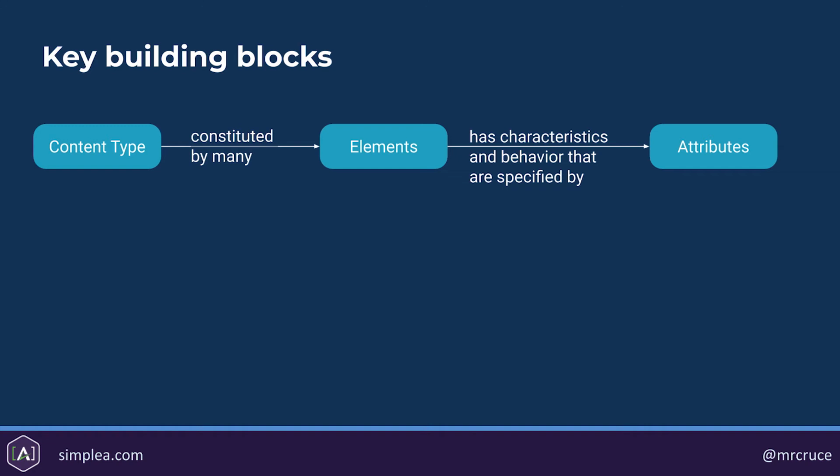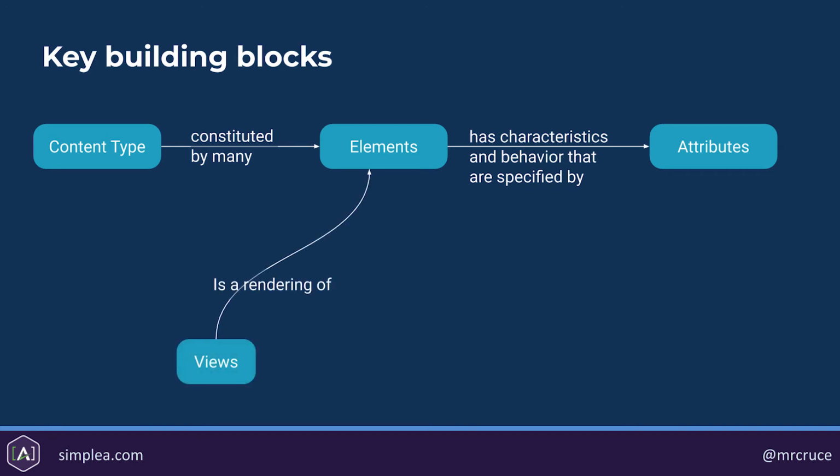The key building blocks are the content type, which is constituted by many elements that have characteristics and behavior that are specified by attributes. So content types contain elements, elements have attributes. That is the essence, the essential piece of a content model. It includes types, elements, and attributes.